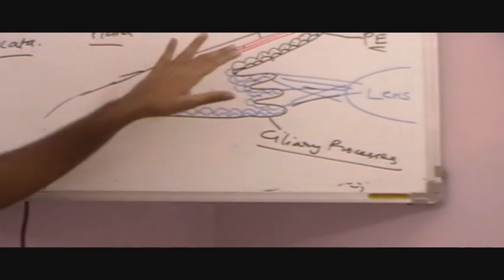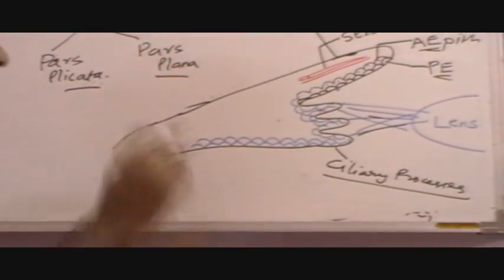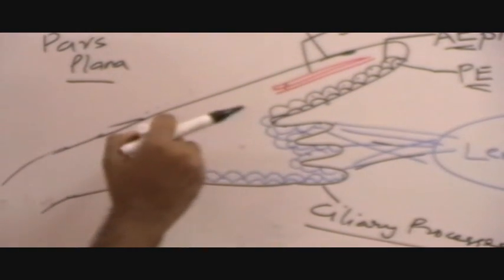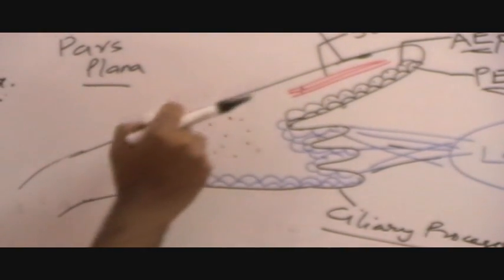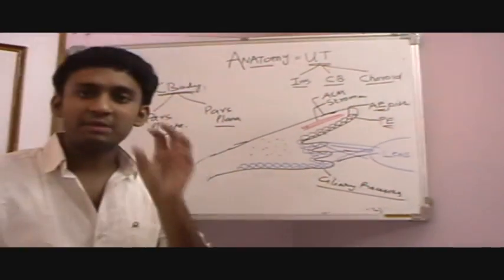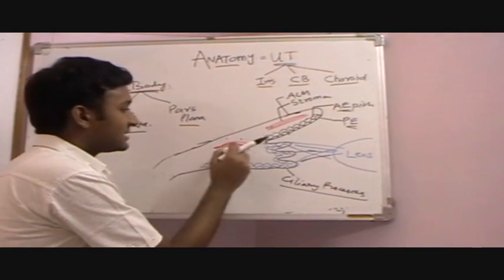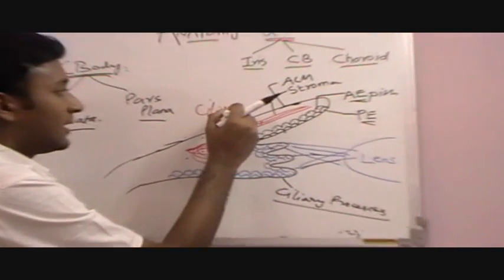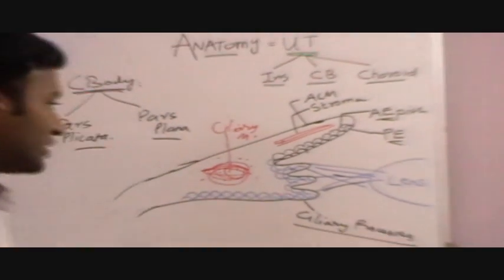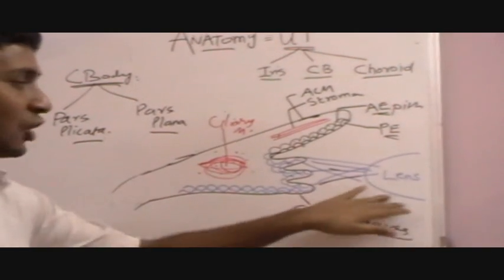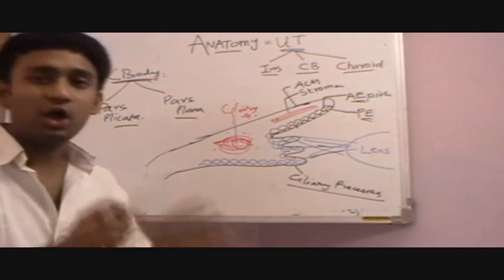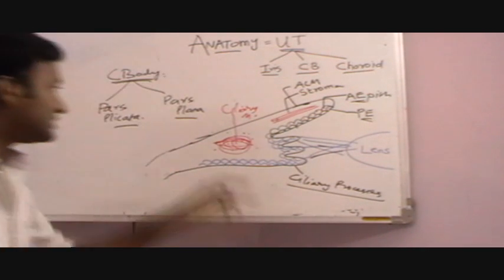Okay? The structure of the ciliary body. Very simple. The stroma of the iris continues as the stroma of the ciliary body. But an important feature is that the ciliary body consists of a muscle. That muscle is called the ciliary muscle, which is very essential in the accommodation of the lens. Because the ciliary muscle acts, the lens accommodation gets adjusted. So, paralysis of the ciliary muscle leads to loss of accommodation. Okay, this is about the ciliary muscle.